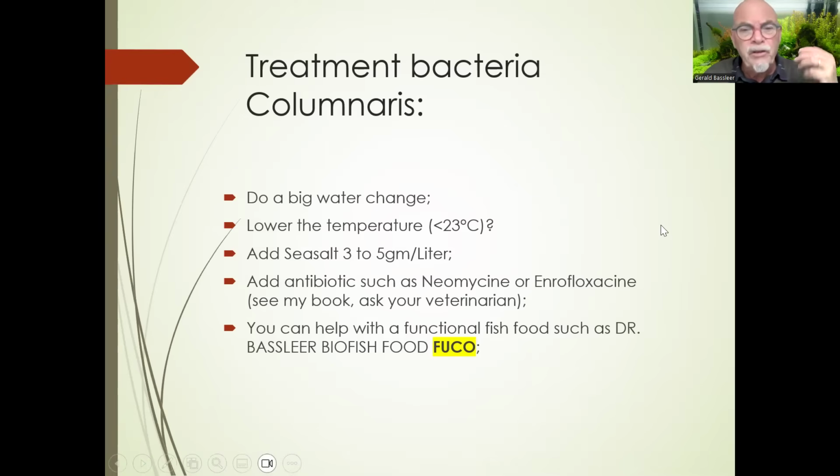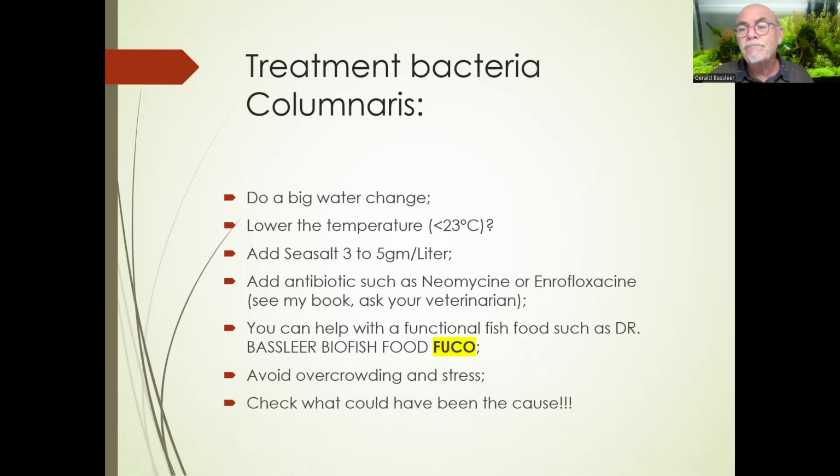At the same time, you can add sea salt, 3 to 5 grams per liter, maybe adding it slowly. The bacteria do not like sea salt, so it doesn't kill them, but it controls the growth and keeps the infection under control. What kills the bacteria is an antibiotic, like neomycin sulfate or enrofloxacin, like Baytril. See my books. Ask your veterinarian how to use it. And at the same time, a functional fish food again helps the fish to regain strength to fight off the infection. In this case, we recommend the use of Dr. Basler Biofish Food Fuco.